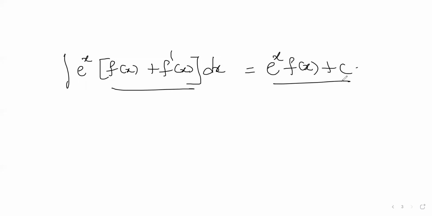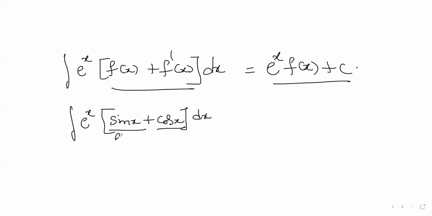So based on this fact, we have a few questions. Suppose you have e to the power of x into sin x plus cos x. Suppose I ask you, how do you solve this e power x into sin x plus cos x? This is called a standard integral form. Sin x, if you assume it is f of x, and its derivative is cos x. You see this, f of x is sin x and the derivative of sin x, that is f dash x, is cos x. So your answer is straight e power x into sin x plus c.